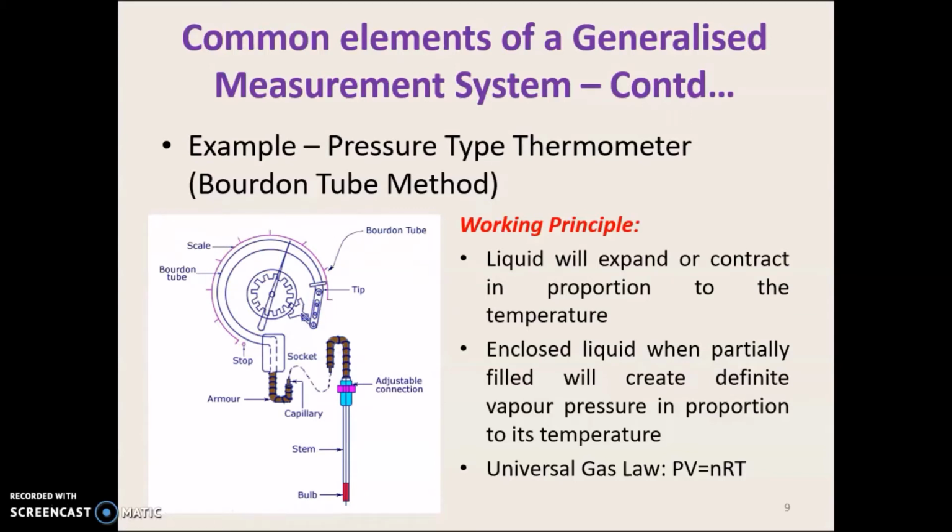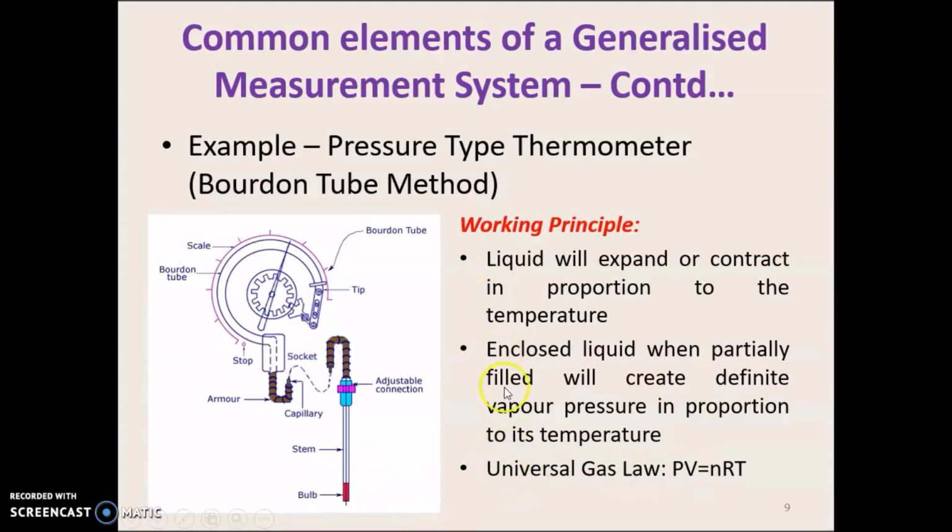What is the principle behind this working? It is very simple. We all know that liquids will expand or contract in proportion to the temperature. And we also know that an enclosed liquid, when partially filled, will create a definite vapor pressure in proportion to its temperature. These are the two basic principles, and covering these two principles, we have the universal gas law, that is PV equal to nRT, where P refers to the pressure, V refers to the volume, R refers to the universal gas constant, and T refers to the temperature.